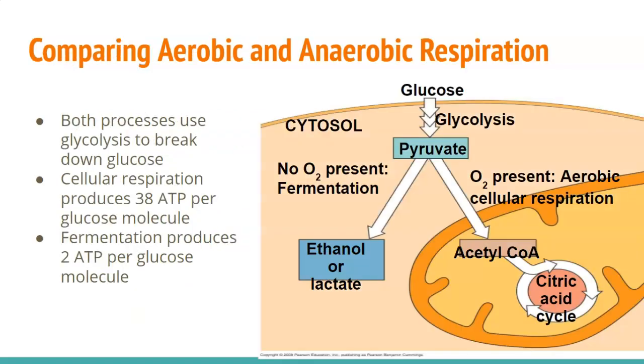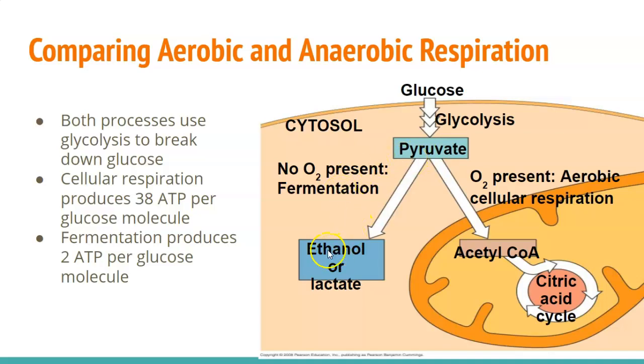Now, we did it. We're on our last slide. I know this was so long, but thank you for sticking with me. So this is just a basic comparison between the two. This would be great to know if you had a test on this. There might be a question about this. So just FYI, both processes can start with glucose and go through glycolysis. They both produce pyruvate. It's what happens next that changes it.